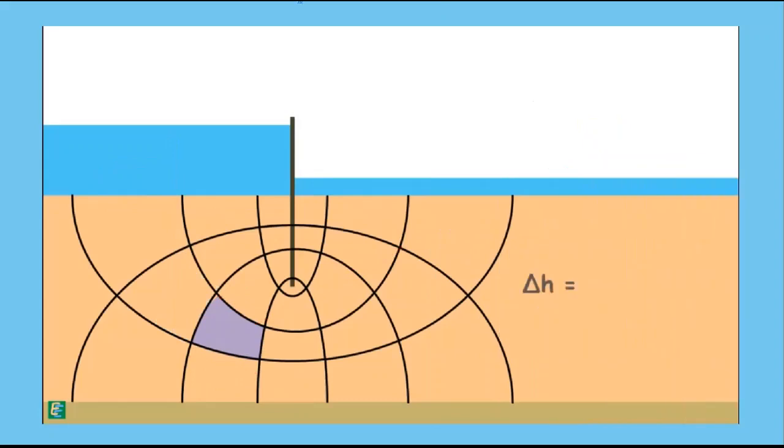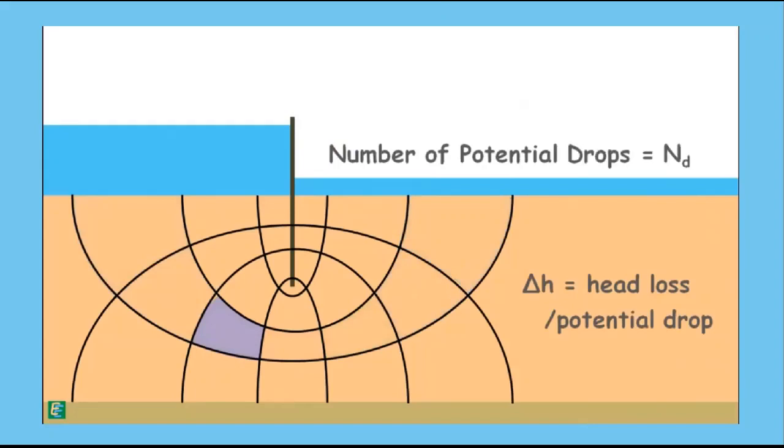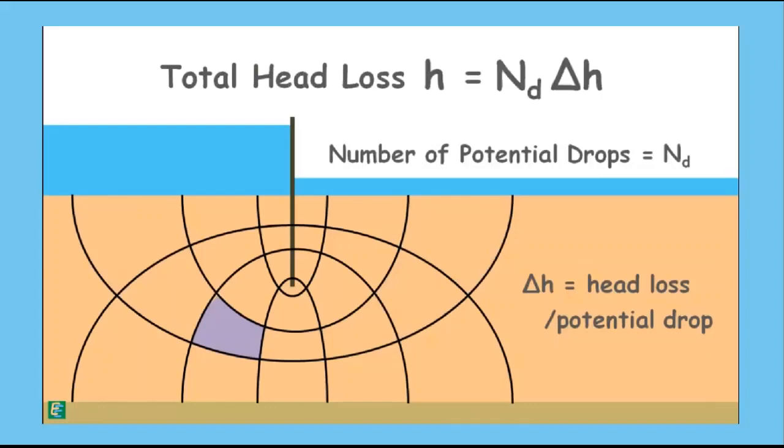Delta H is the head loss or potential drop through one flow field. And let's say there are a number of such drops in a flow channel. Then potential drops can be represented as ND. The total potential drop or head loss through this whole flow channel is ND multiplied by delta H.